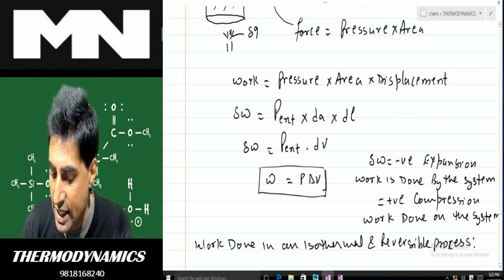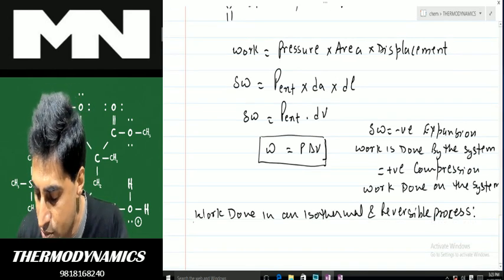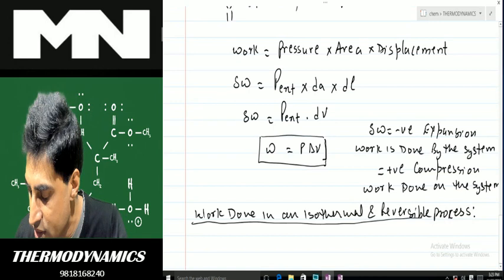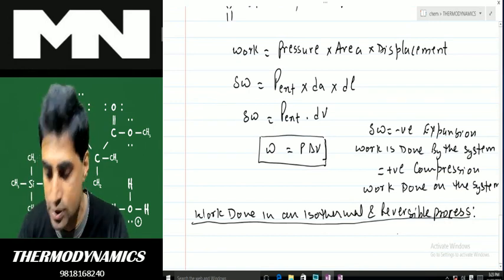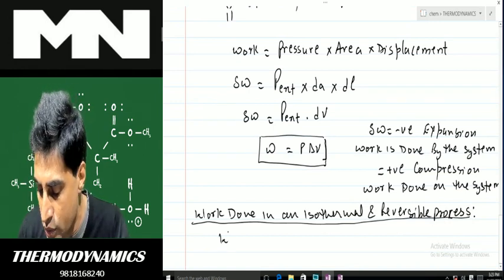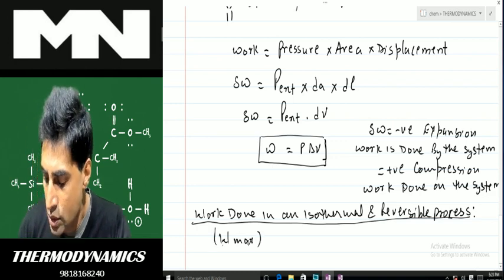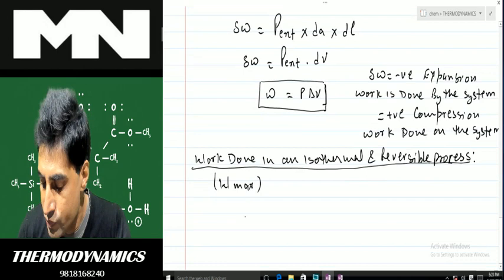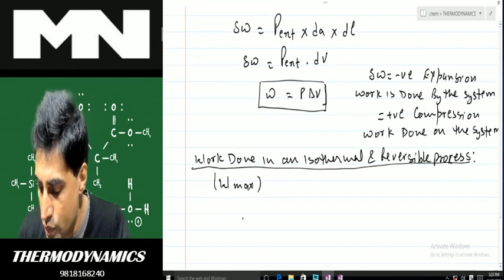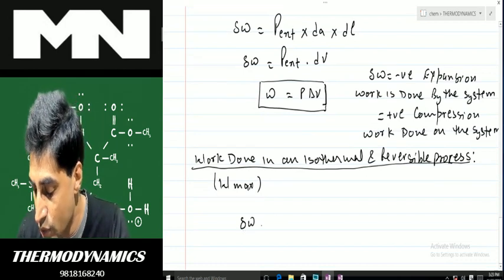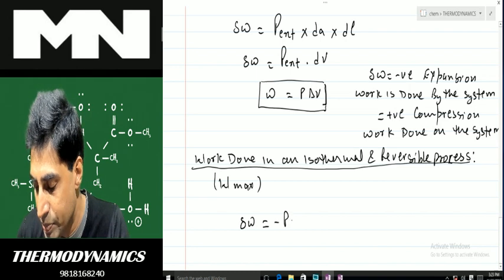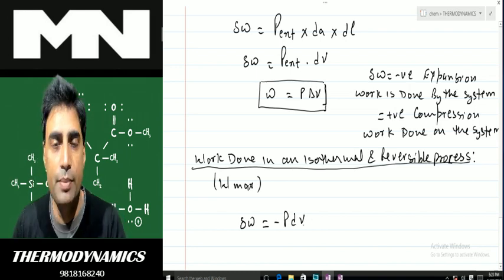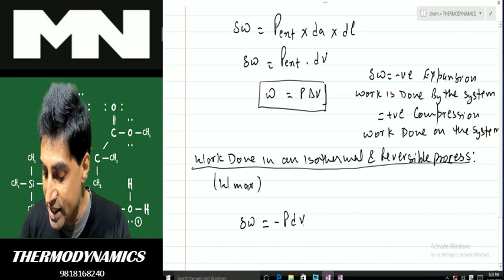Well, when I am saying isothermal process, that means maximum work done. As I have already told you, the work done in a reversible process is maximum. So we'll be talking about W max, that is maximum work done by the system. We'll derive the equation from here. Del W, this is the work done by the system, is minus PdV. I am putting a negative sign because work is done by the system.